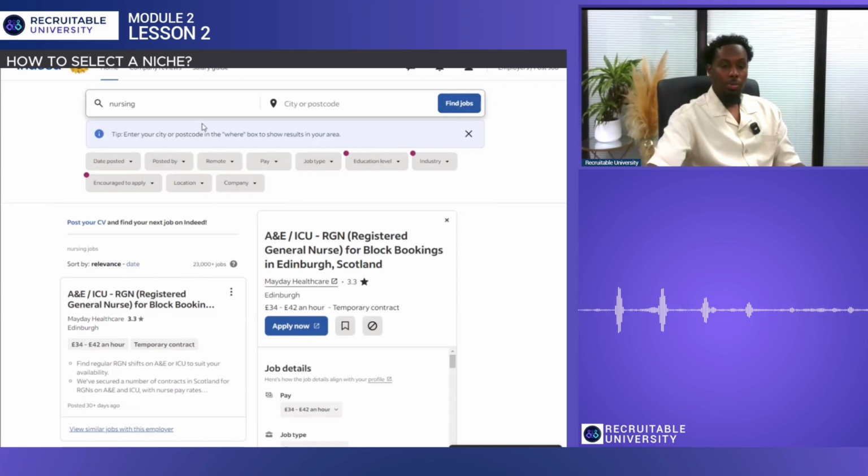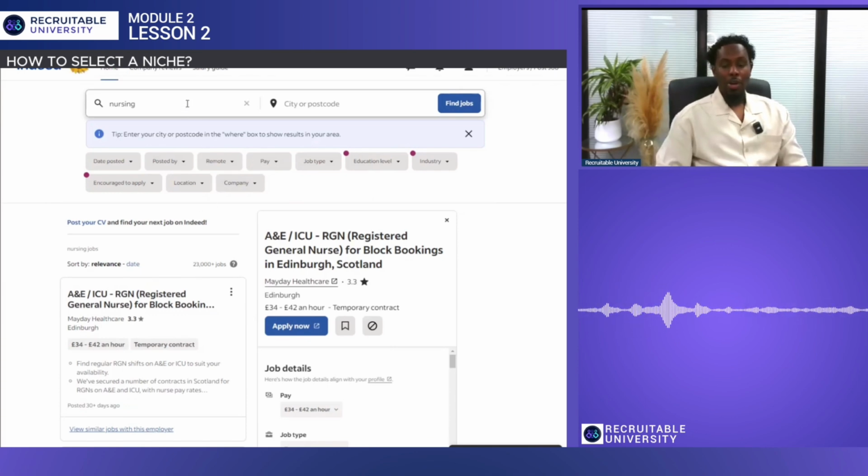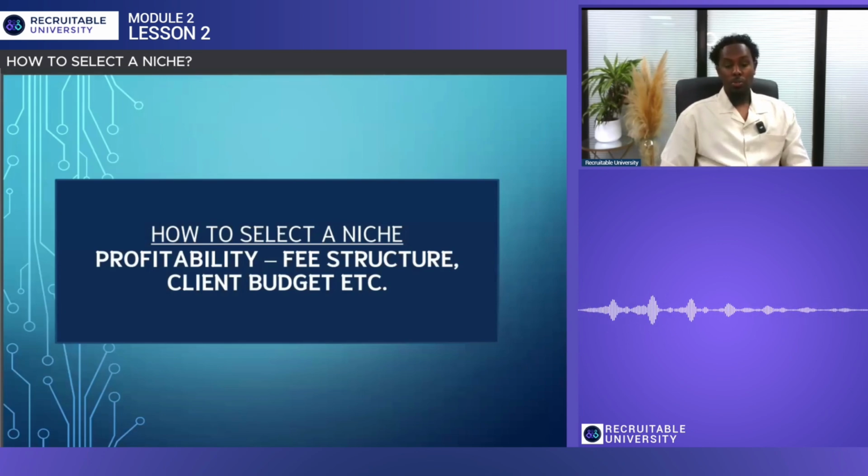So before you select a niche, have a little look around online and see which industries are more profitable, which ones are doing really, really well.